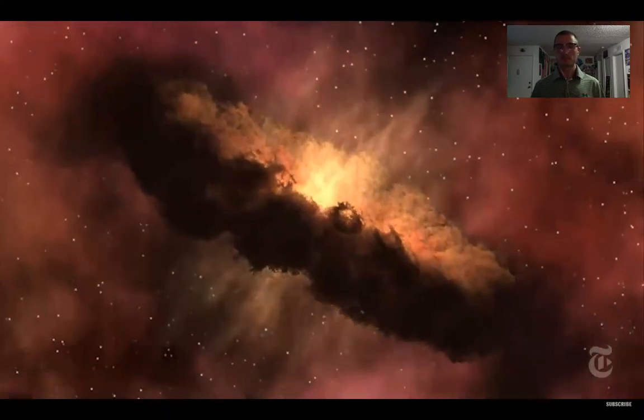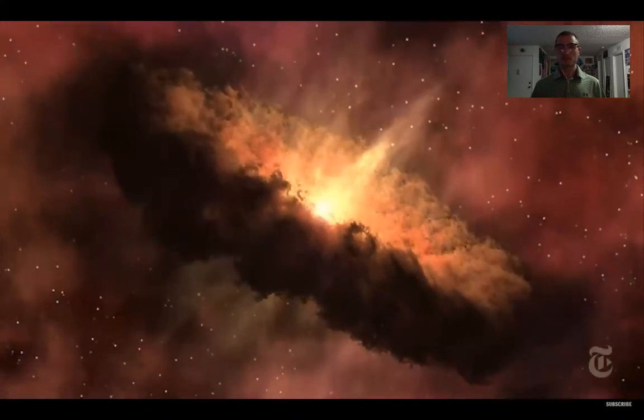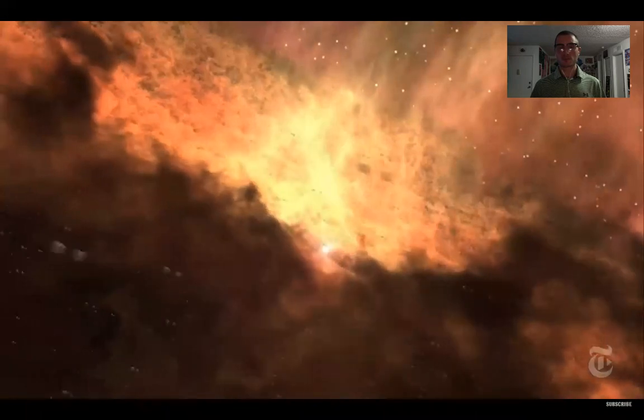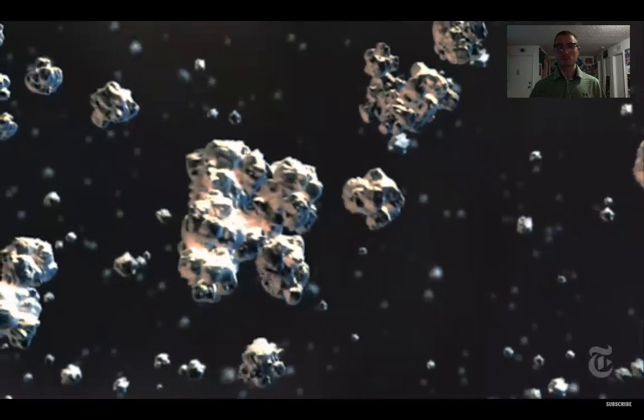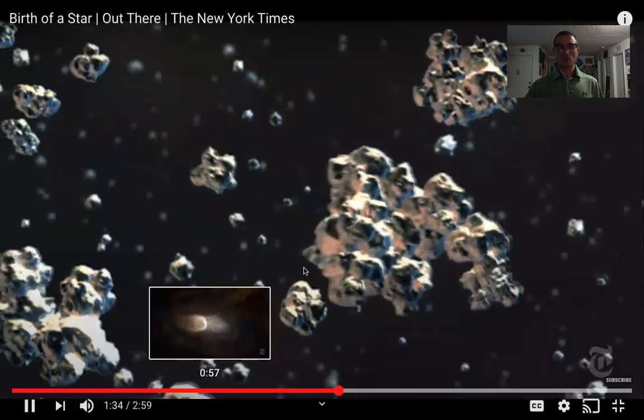If the disk survives, it could make planets. First by electrical forces as particles randomly collide and stick. Then by gravity as clumps attract each other.